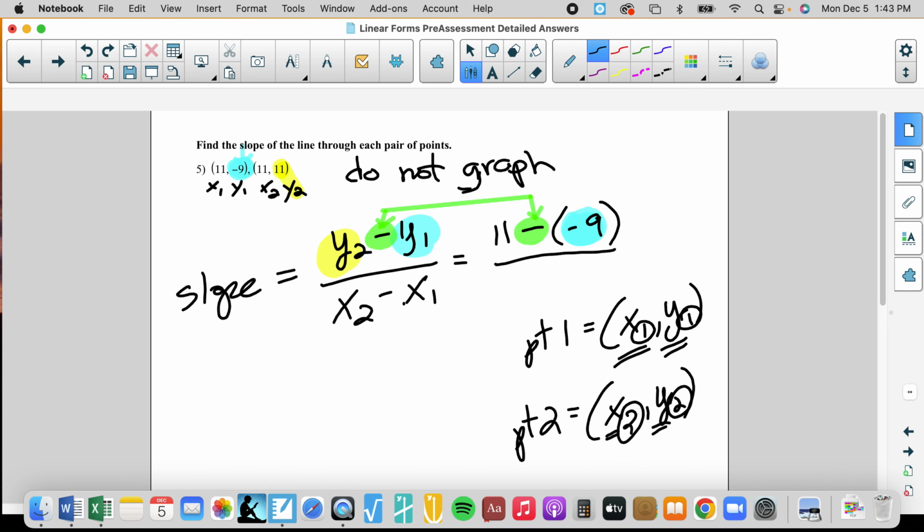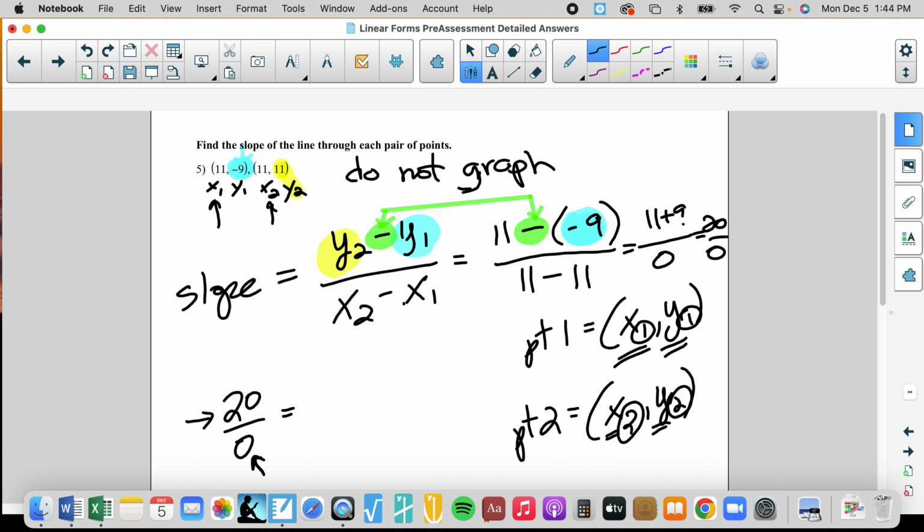My x sub 2 value is going to be 11 minus my x sub 1. This is my x sub 1, which is 11. You have 11 minus -9, which is 11 plus 9, which equals 20. And you have 11 minus 11, which is 0, 20/0. So when we have a slope of 20/0, we can't have 0 in the denominator. You can't eat 20 slices when you don't even have a pizza to eat. So this is going to be no slope. No slope. We can't have 0 in the denominator.